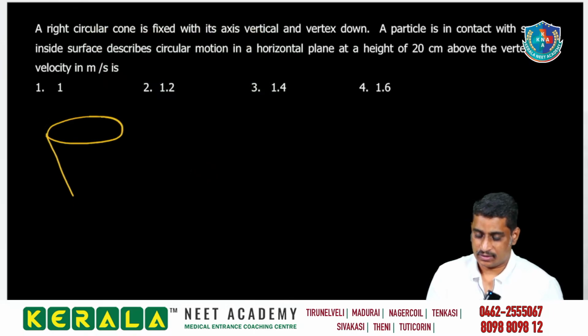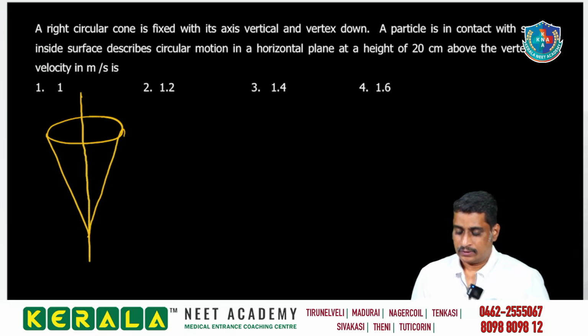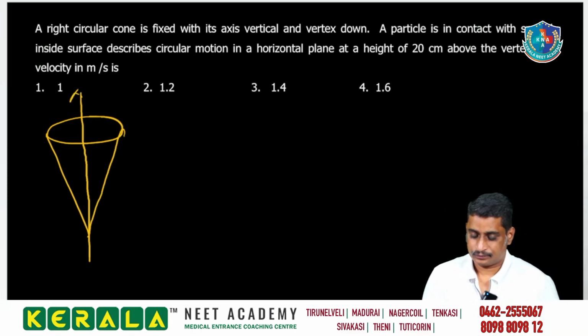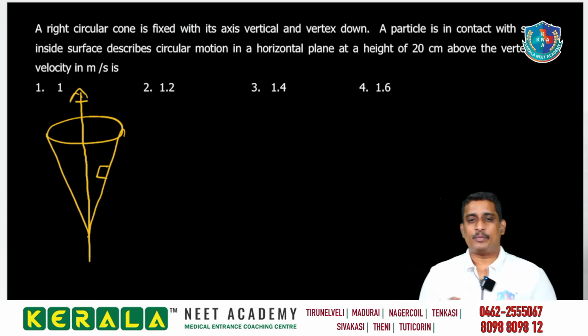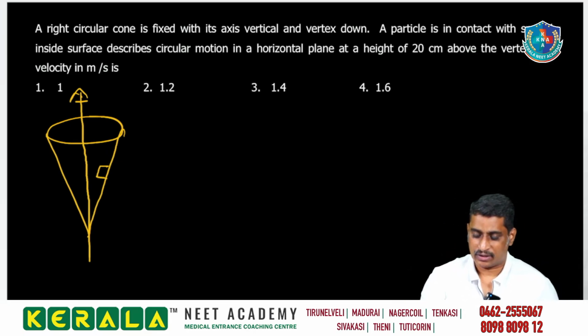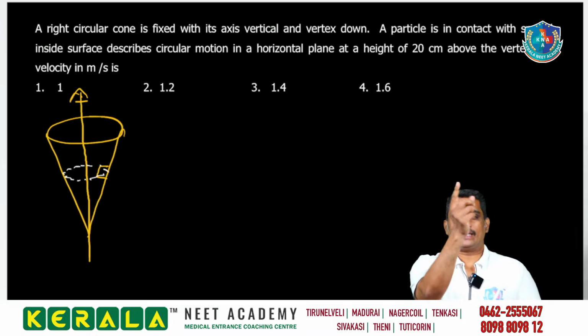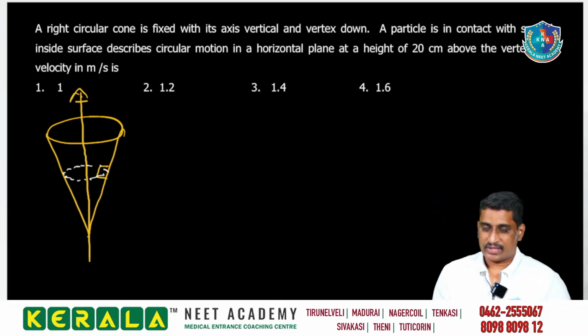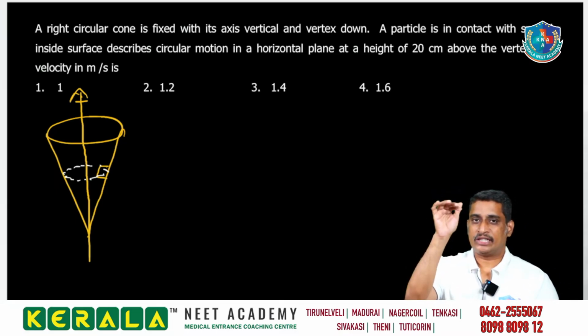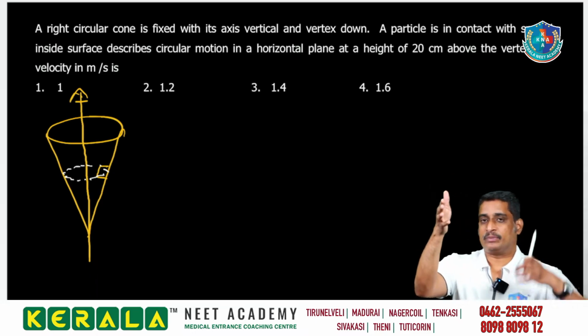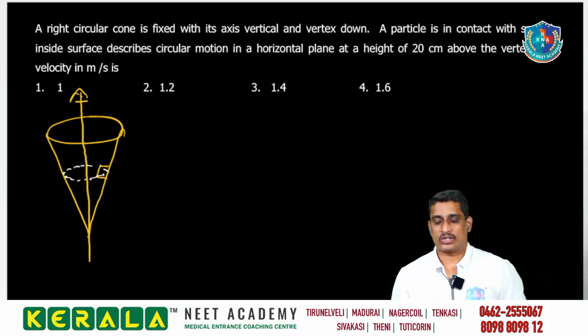Here the vertex is down like this. If you consider one small particle here, this particle will move along a circular path like this. Now let us identify which force is producing the necessary centripetal force for that particle to move along the circular path.